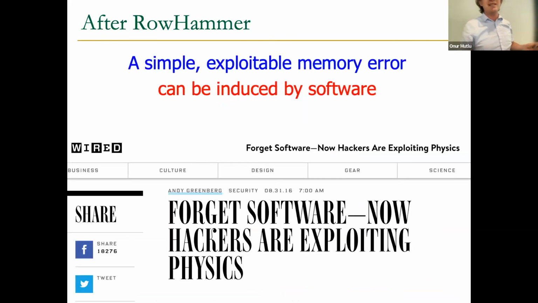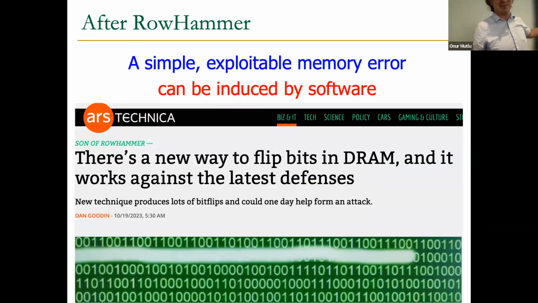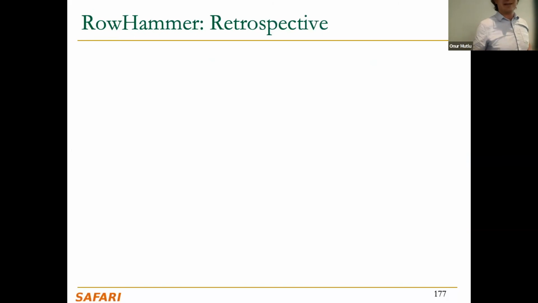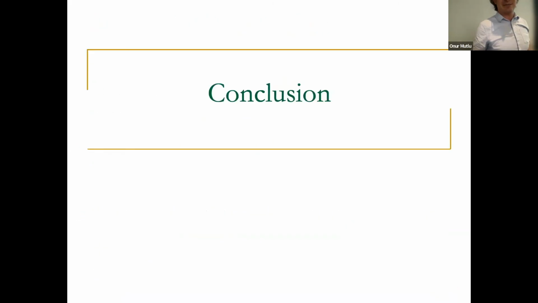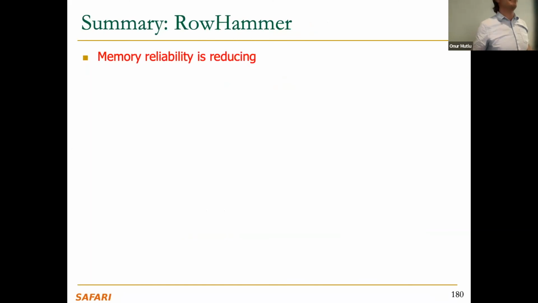So what RowHammer did was essentially replace that lamp with software. You have a simple exploitable memory error that can be induced by software. And that's why people are writing articles that look like this now. And there's more coming. Okay, I'm going to skip some of these over here to get to the end, to conclude, since we don't have time.